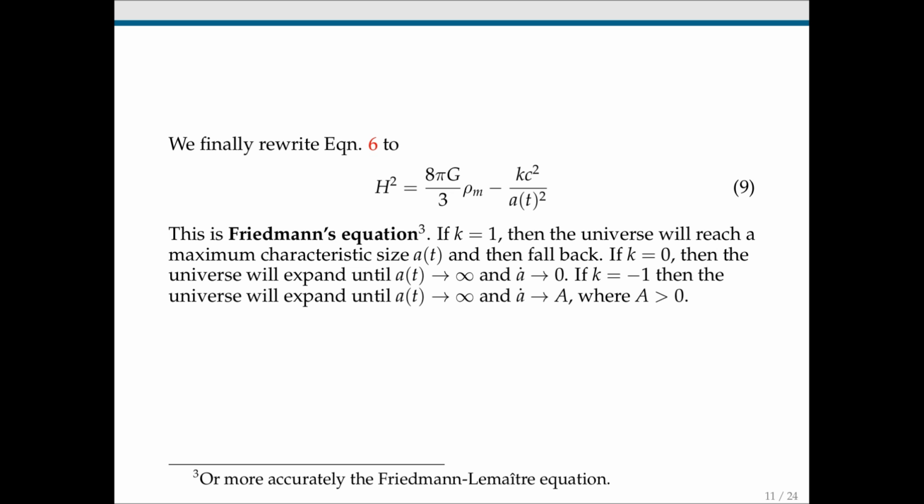Now, since this equation comes from a particle energy balance equation, that's equation 1, we can describe what happens if k takes on a certain value. If k is equal to 1, then the universe will reach a maximum characteristic size, a of t, and then fall back. If k is equal to 0, then the universe will expand until a of t goes to infinity, and the derivative of a goes to 0. If k is equal to minus 1, then the universe will expand until a of t goes to infinity, and the derivative of a will go to some constant, which is larger than 0.